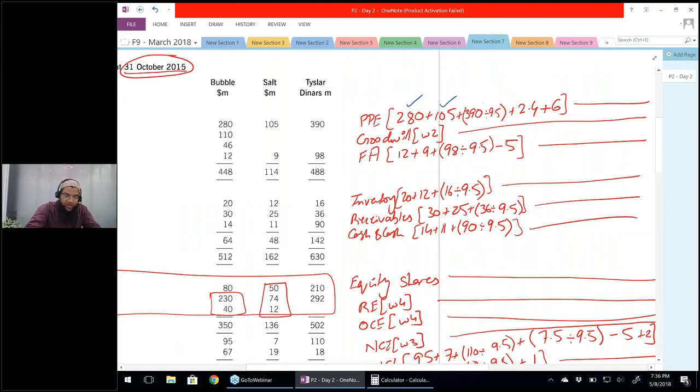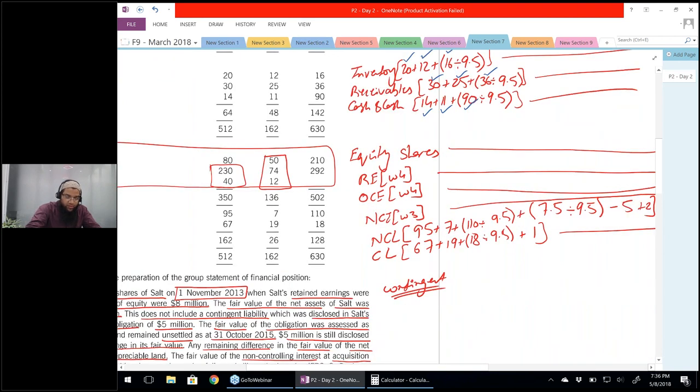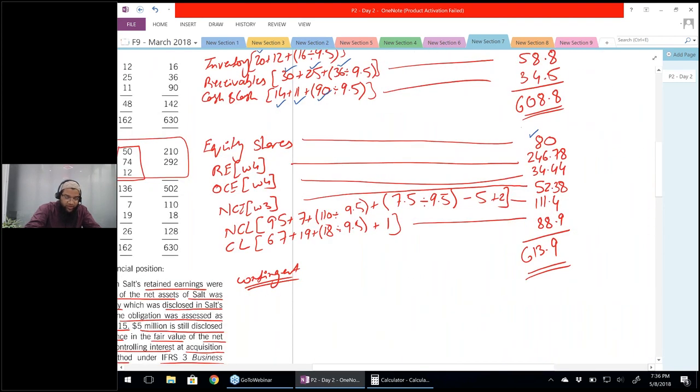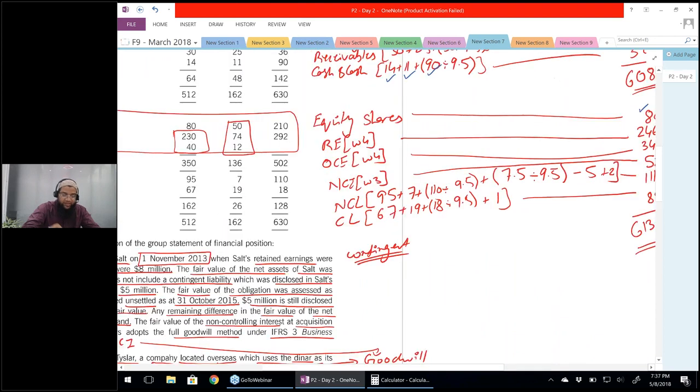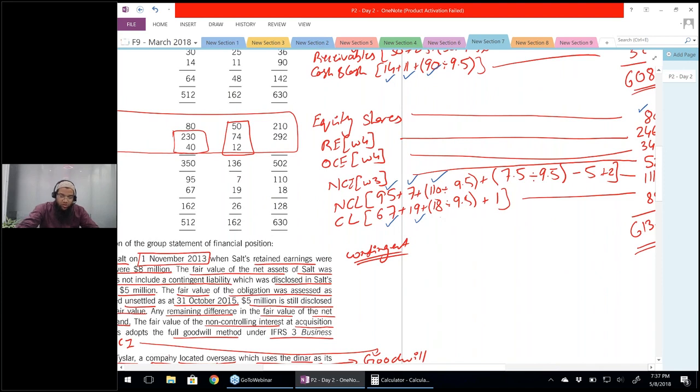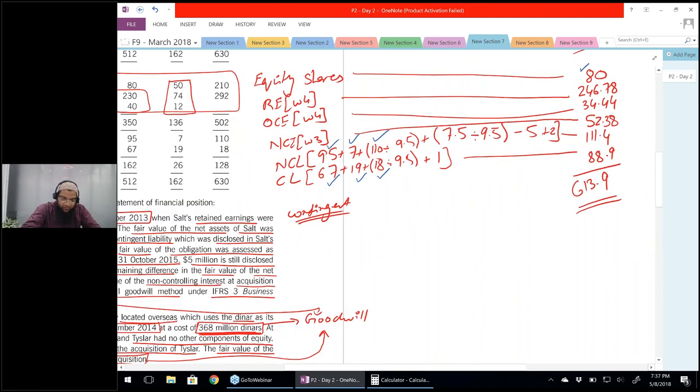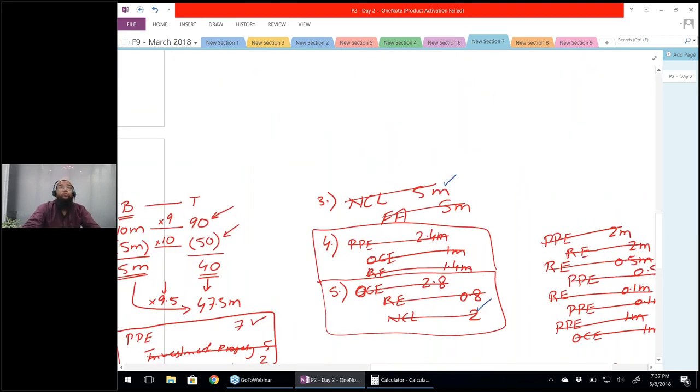280, 105, 390 is okay. 12, 9, 98 is okay. 20, 12, 16 is okay. 30, 25, 36 is okay. 14, 11, 90 is okay. 80 is okay. 95, 7 and 110 divided by 9.5, 67 plus 19 plus 18. All these values are right. Let's check the entries. Non-current liability, debit 5, credit by 2.